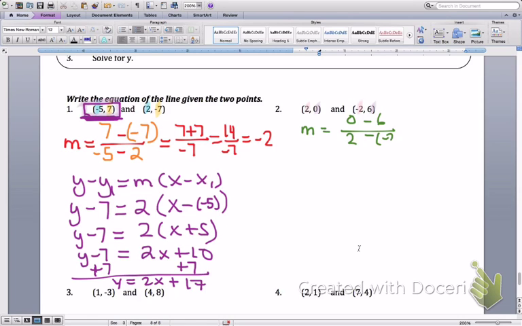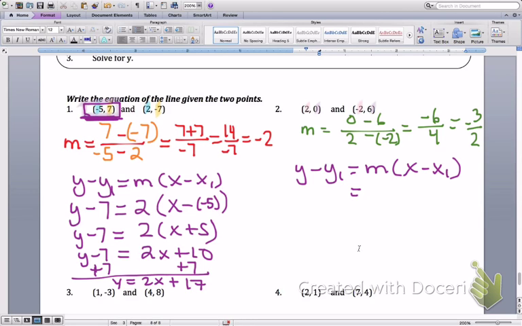So top, we get 0 minus 6, which is -6. Bottom, we're going to get 2 plus 2, because the double negative is positive. We get 4. We're going to reduce this fraction. This is one of those cases where we don't always have nice numbers. So it's going to be -3 over 2. So we have -3/2 for our slope. Now we're going to put it into the equation y minus y1 equals m times x minus x1. So we have the slope, which is -3 over 2.